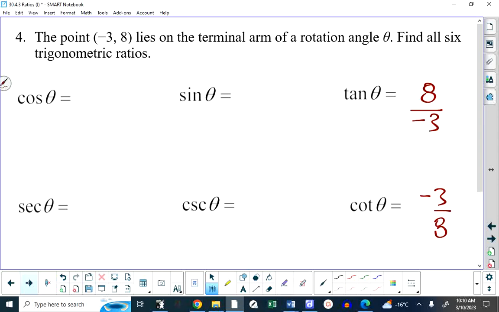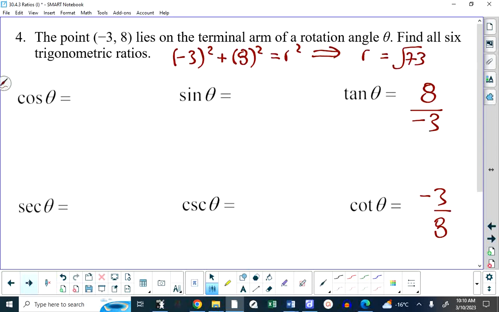We don't know r, right? Well, this is what I mean by simple math. You know x and y. Finding r is the Pythagorean theorem. It's not difficult. We're going to have negative 3 squared plus 8 squared equals r squared. I think that's 73. So r equals root 73. 73 is not simplifiable as a radical. 4 doesn't divide into it, 9 doesn't divide into it.